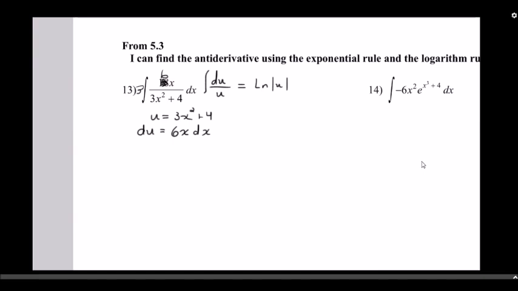So I'm going to rewrite that integrand as 3 times the integral of 6x over 3x squared plus 4 dx. So now if you look, I've got the 6x dx in the numerator, and then the 3x squared plus 4. So what I've set up now is a situation where I've got 3 times the integral of du over u.